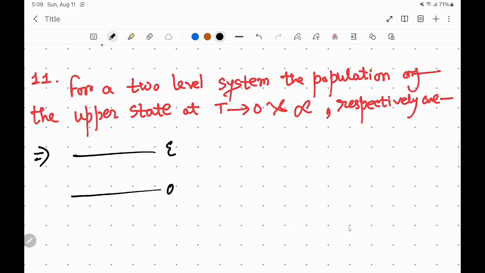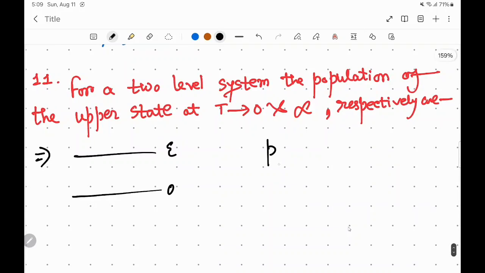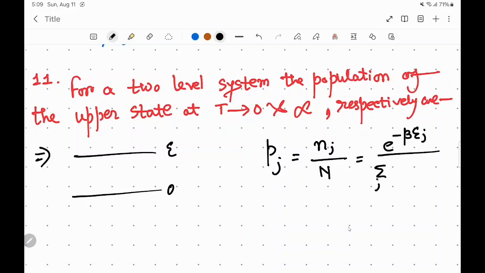So when you have to consider the population: when temperature is 0, all are in the ground state. So in the upper state there will be 0. Yes, so you can write that the population Pj is Nj divided by capital N. That means e to the power minus beta Ej divided by Q. Q is here, so e to the power minus beta epsilon j.